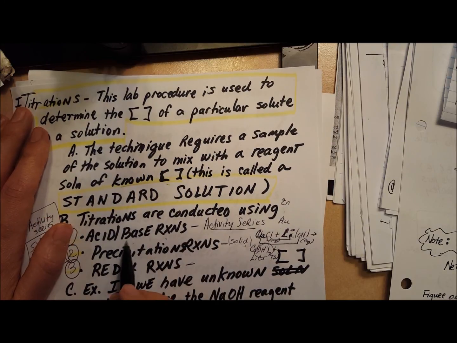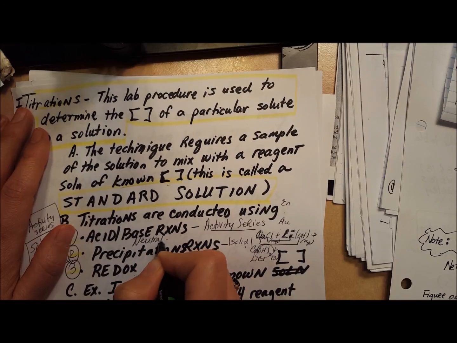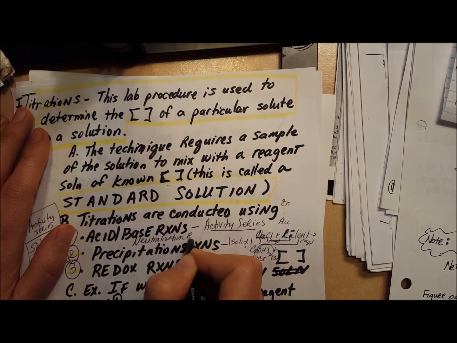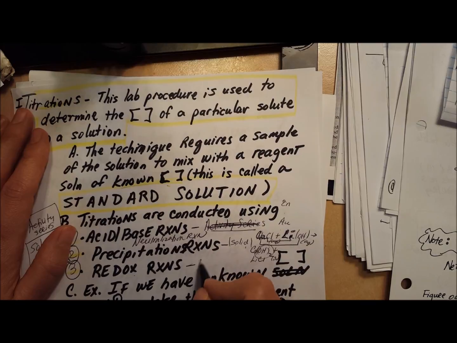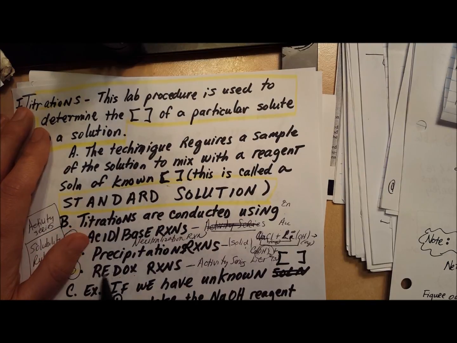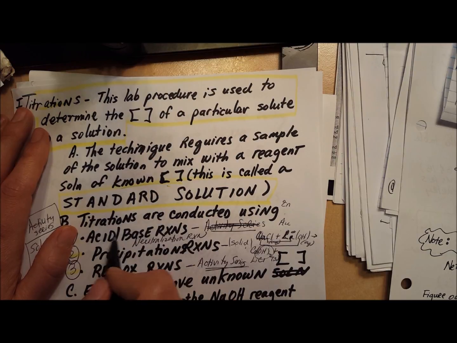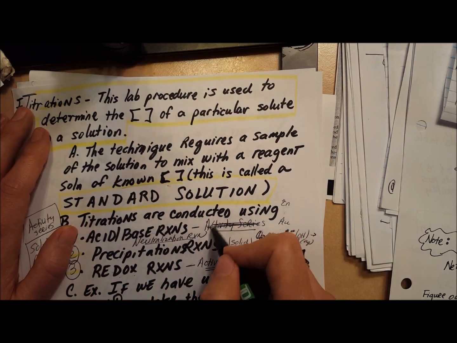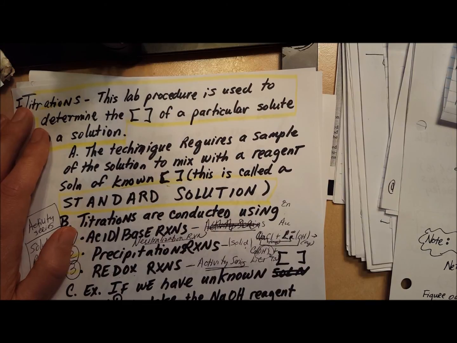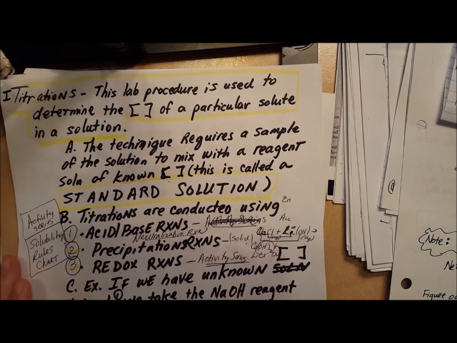Redox reactions are, this is a neutralization reaction, and this you would use an activity series. Redox is an oxidation-reduction reaction, I'm sorry. So this is what you would use the activity series for. Acid-base reactions are neutralization reactions. They form water and a salt.